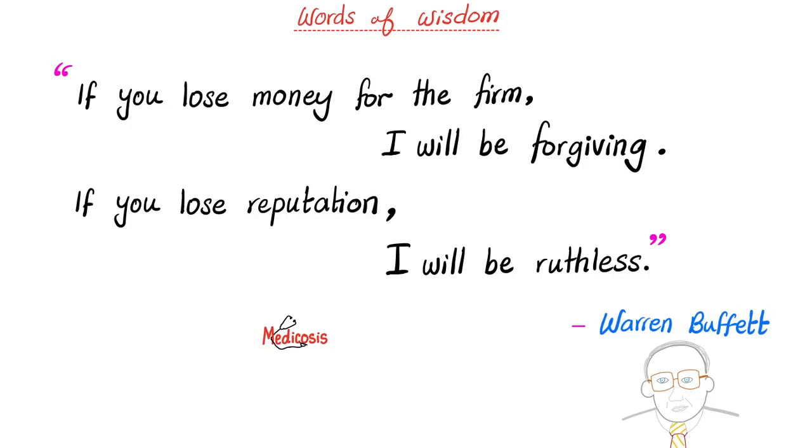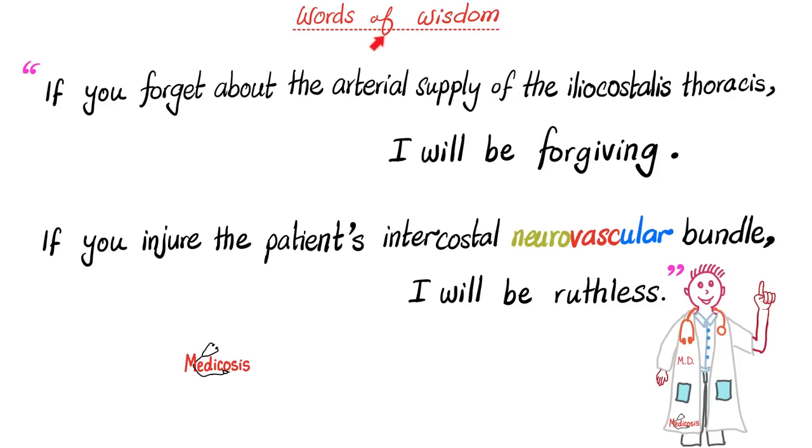Another basic fact, quote, if you lose money for the firm, I will be forgiving. But if you lose reputation, I will be ruthless, said the Oracle of Omaha. May I borrow his thoughts and say, dear student or dear doctor, if you forget about the arterial supply of the iliocostalis thoracis, I'll be forgiving. But if you injure your patient's intercostal neurovascular bundle, I will kick your gluteus maximus. Rhetorically speaking, I'll be so upset.